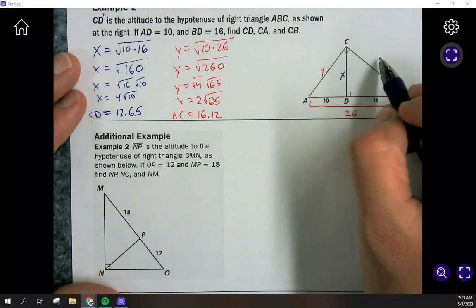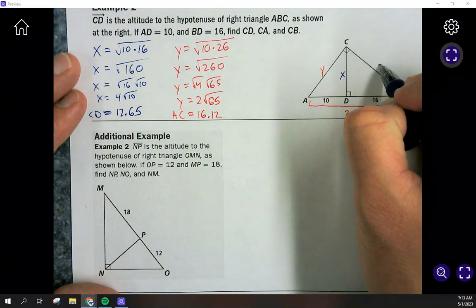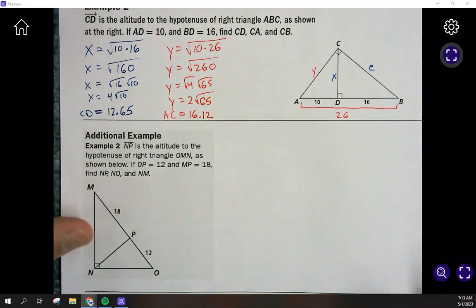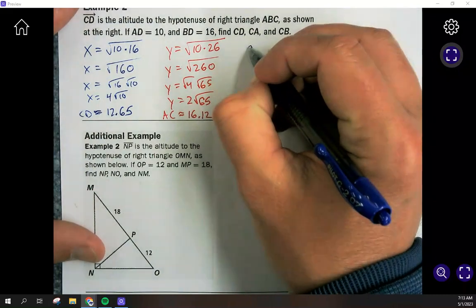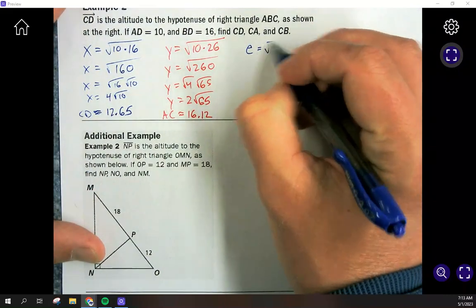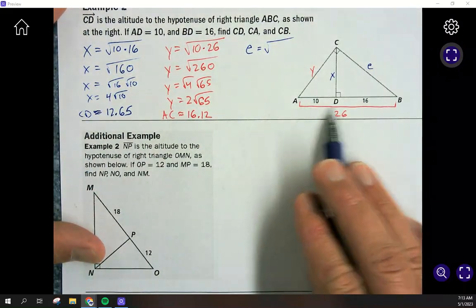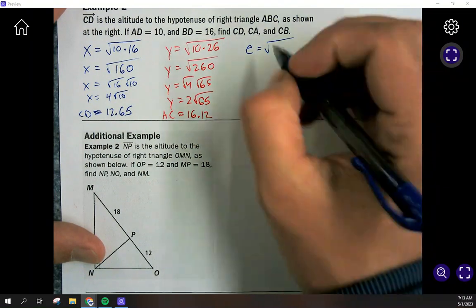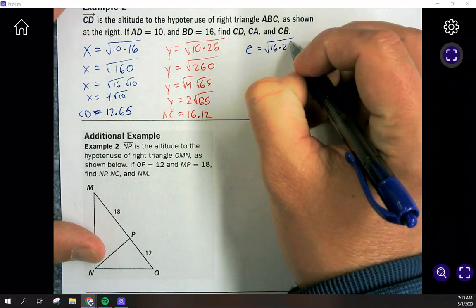Okay, and then the last one, I'm not going to call it Z because my handwriting's bad and it ends up looking like a 2. So I just picked a random letter. I'm going to call this E. You could use any letter you want. So I'm going to say E equals the square root, again, of the whole hypotenuse, but now times the other adjacent piece, 16. So it's going to be 16 times 26.